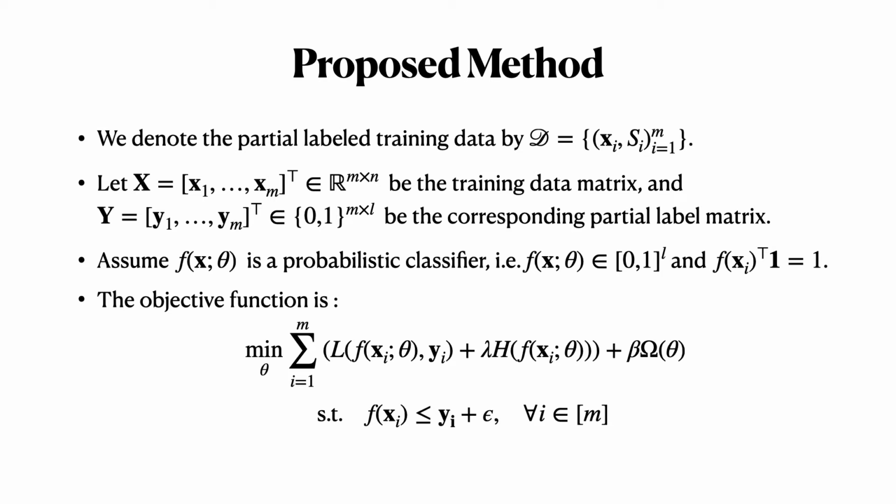Here we use a probabilistic classifier F, and we design the objective function as this equation. L is the loss function, H is the entropy function, and omega is the regularizer. And we also put a constraint on F to make F(x) smaller than or equal to y_i plus epsilon. y_i is a one-hot label vector, and epsilon is a vector of small scalars.